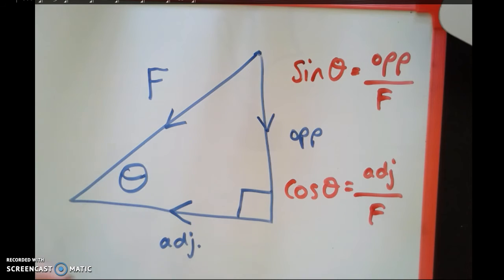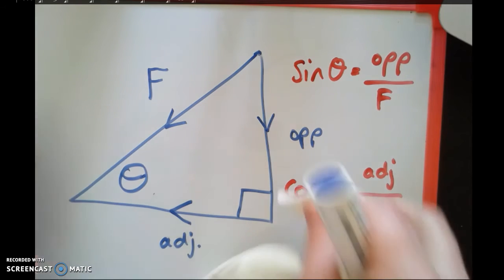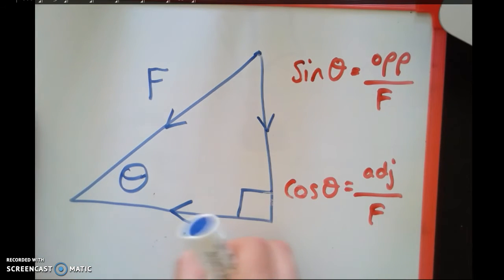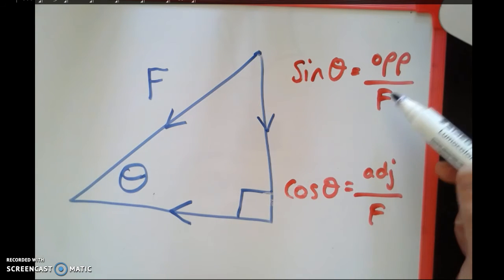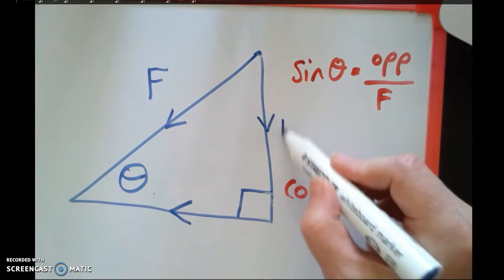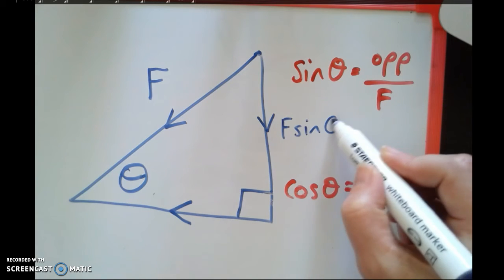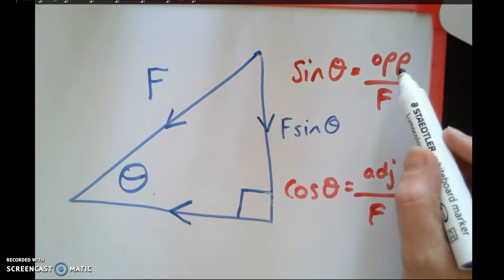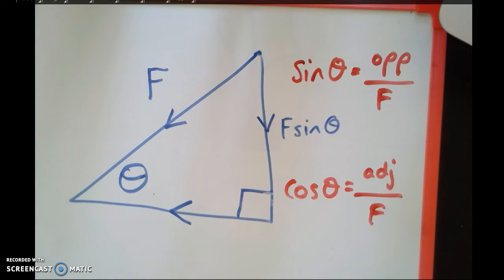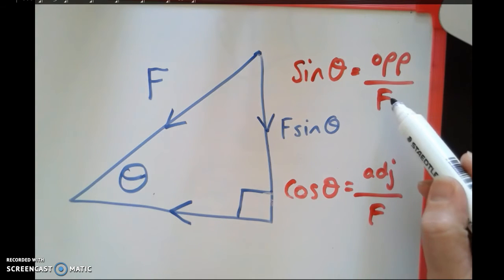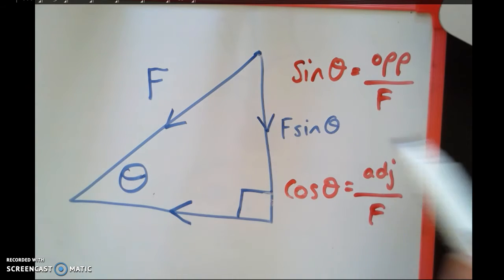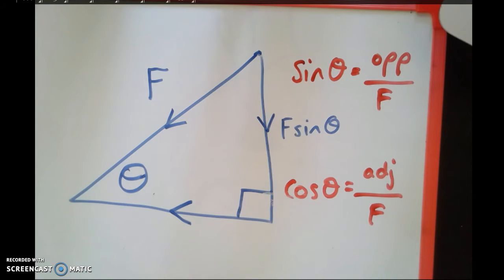So rather than calling this op for opposite, we can rearrange this side. Opposite would equal F sine theta. All I've done here is get the opposite by itself by multiplying everything by F. And similarly, we can do that for the adjacent side, and rather than calling it adjacent, we can call it F cos theta.